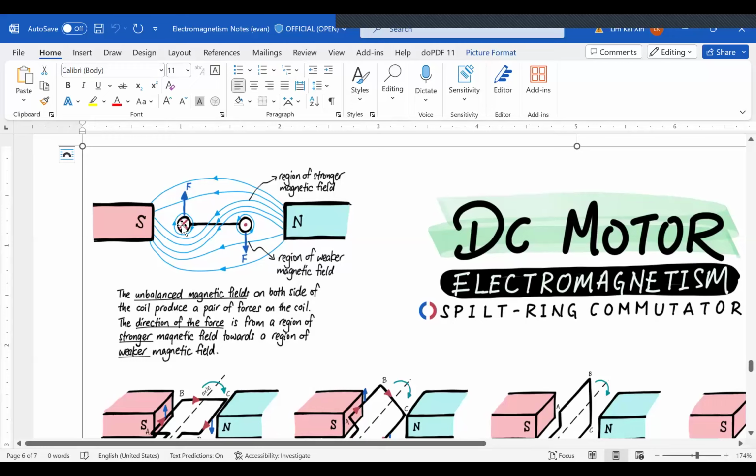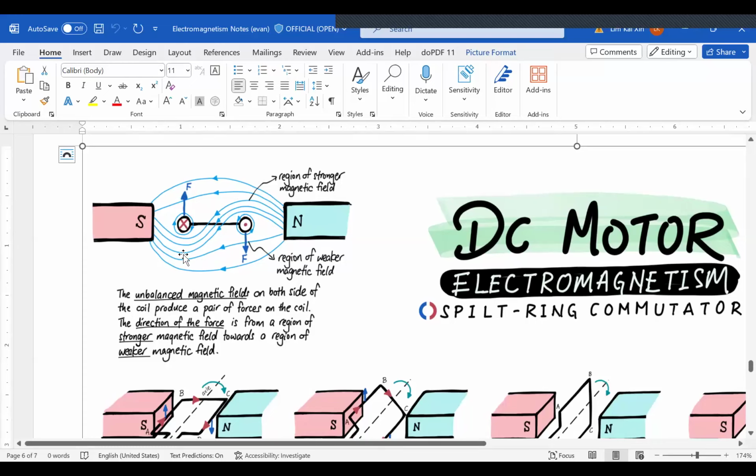So you can see over here, I have a rectangle coil. In one side of my rectangle coil, the current is going into the page, and in the other side of the coil, the current is going out of the page. This will be the magnetic field generated by the magnets and by the current carrying coil. You will see that there is an unbalanced magnetic field. Over here, I have a stronger magnetic field, and over here at the top, I have a weaker magnetic field.